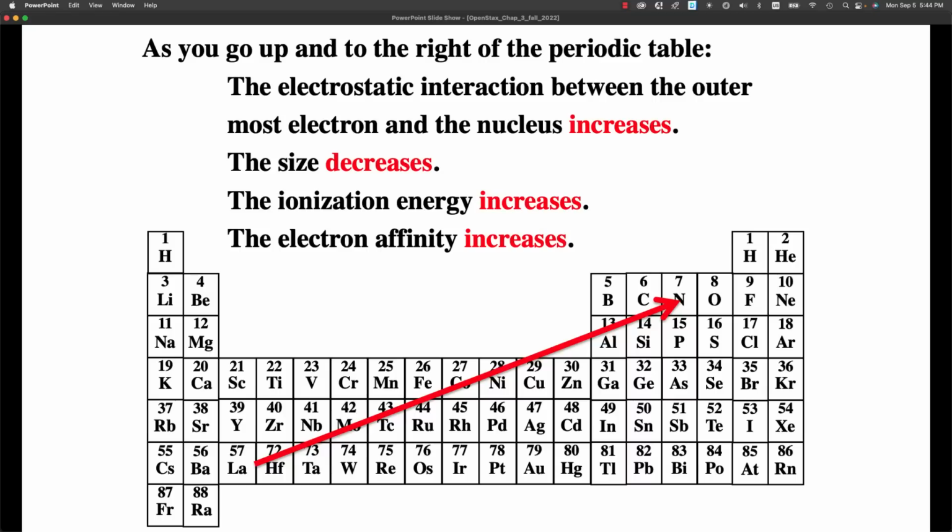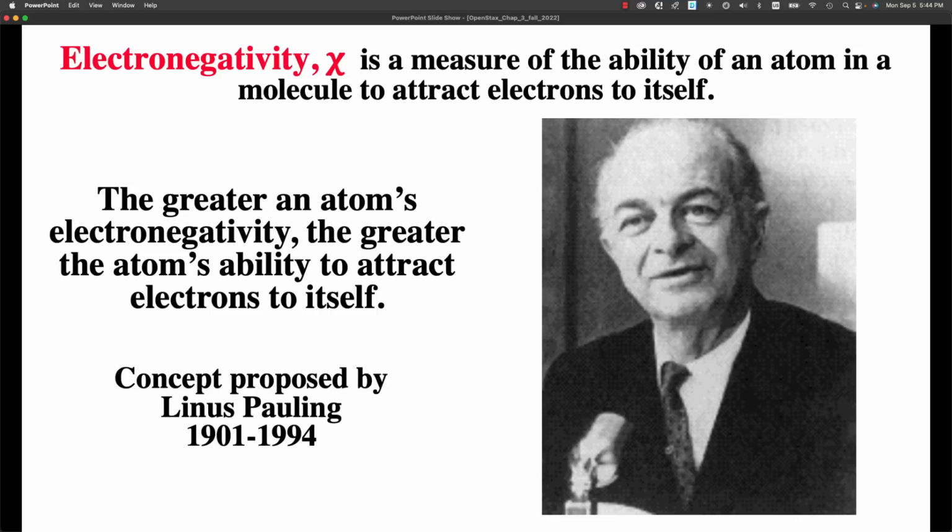And so as you go up and to the right, electrostatic attraction between the outer electron and nucleus increases. The size decreases, ionization energy increases, electron affinity increases. So all these are about the strength of electrostatic attraction between the outer electron and the nucleus.